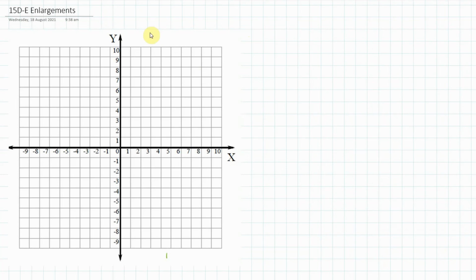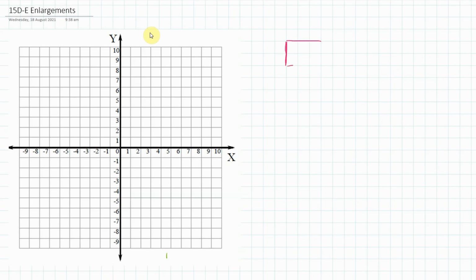We are going to talk about enlargements today. I'm going to walk through a couple of the questions that you have been tasked to do. First of all, we're going to start with 15D. And in 15D, we have a rectangle, which is, I think, 2 squares down and 3 squares across. This is called rectangle A.